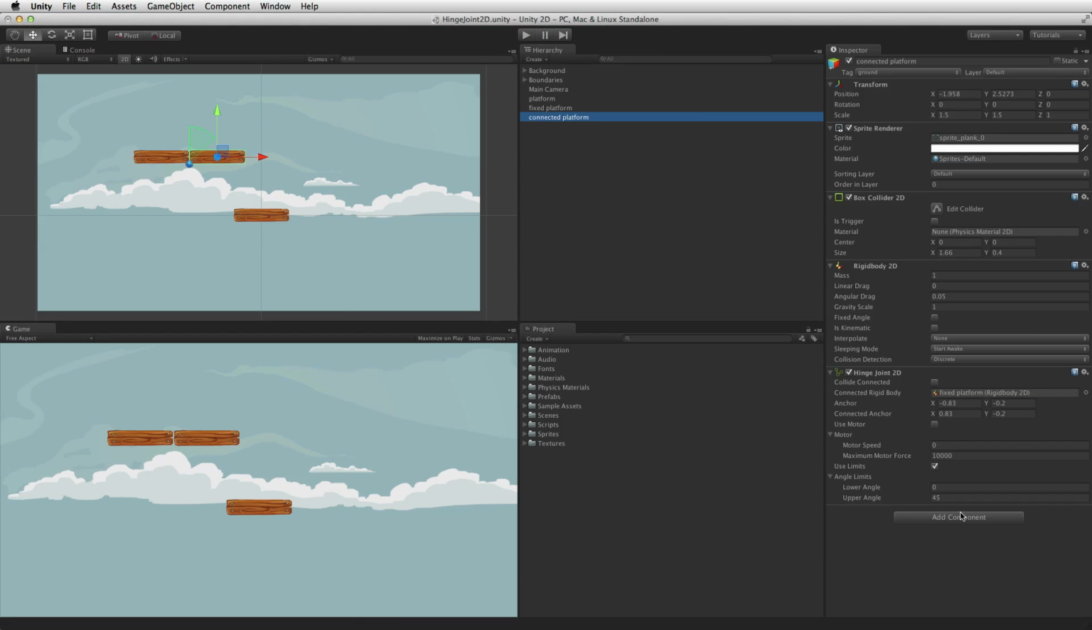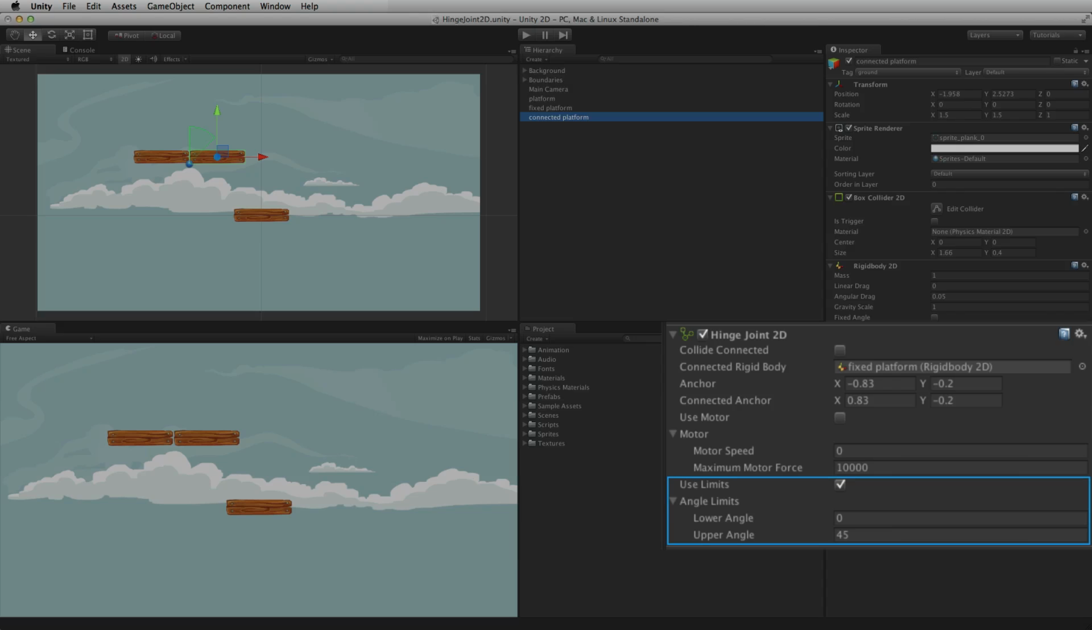Motors and limits can be used together to create new and interesting behavior. One use would be to make a spring-loaded trapdoor. Use limits to prevent the trapdoor from moving too far, and use the motor to return the trapdoor to its starting position.